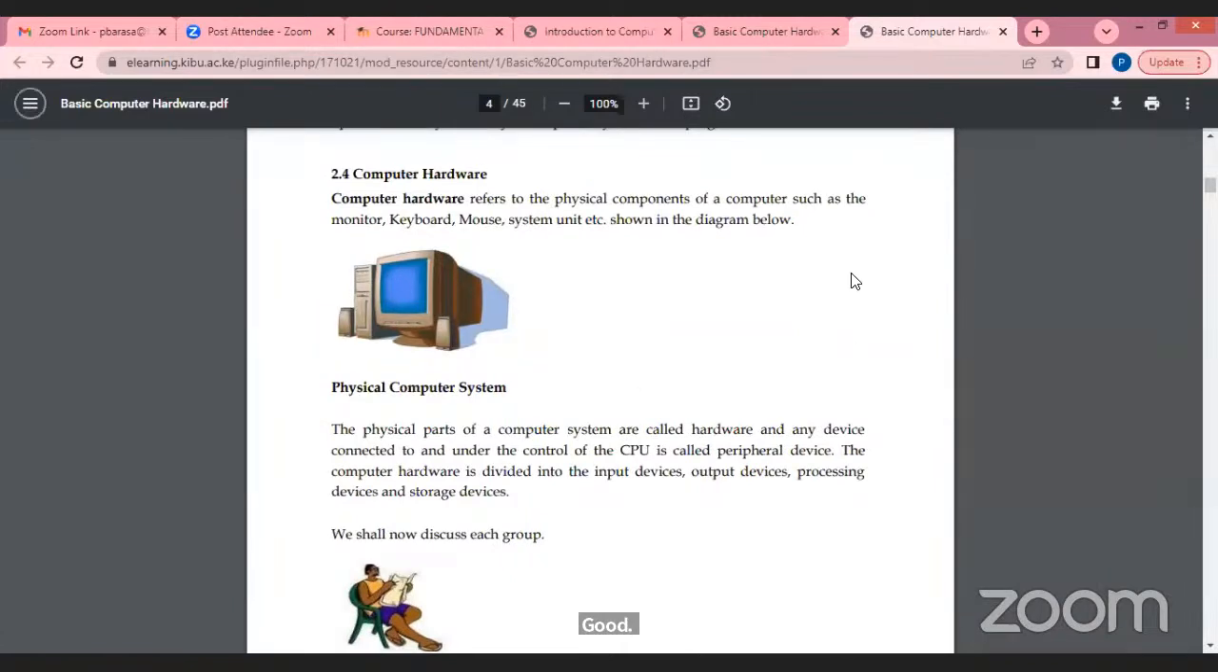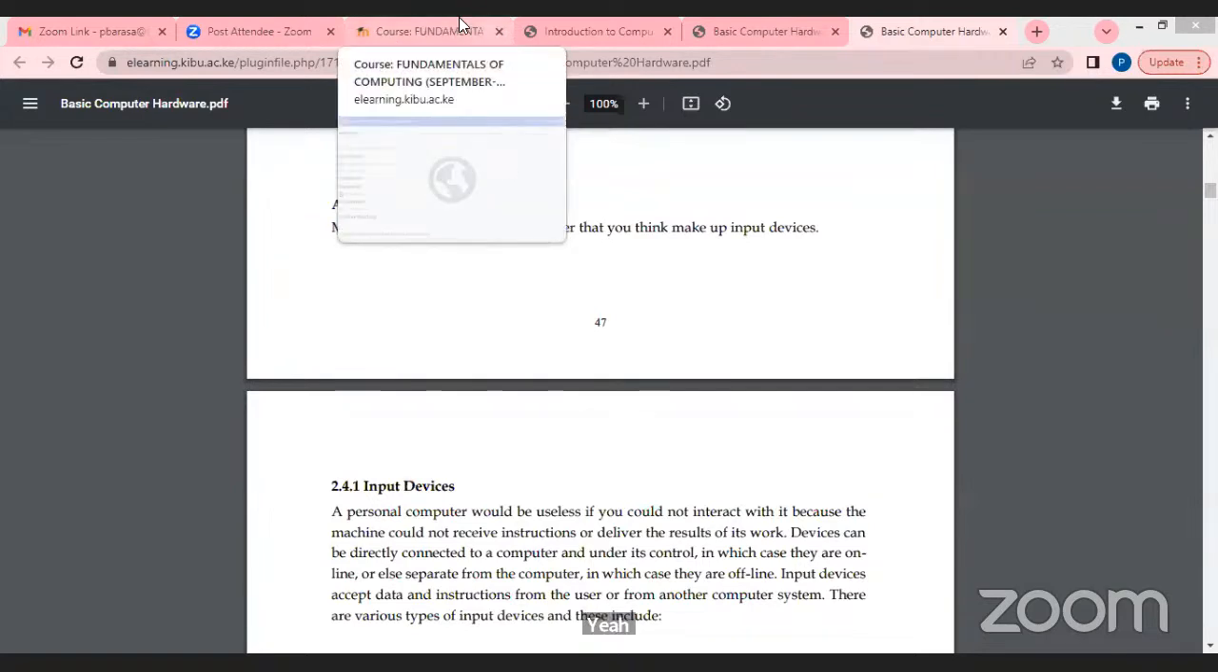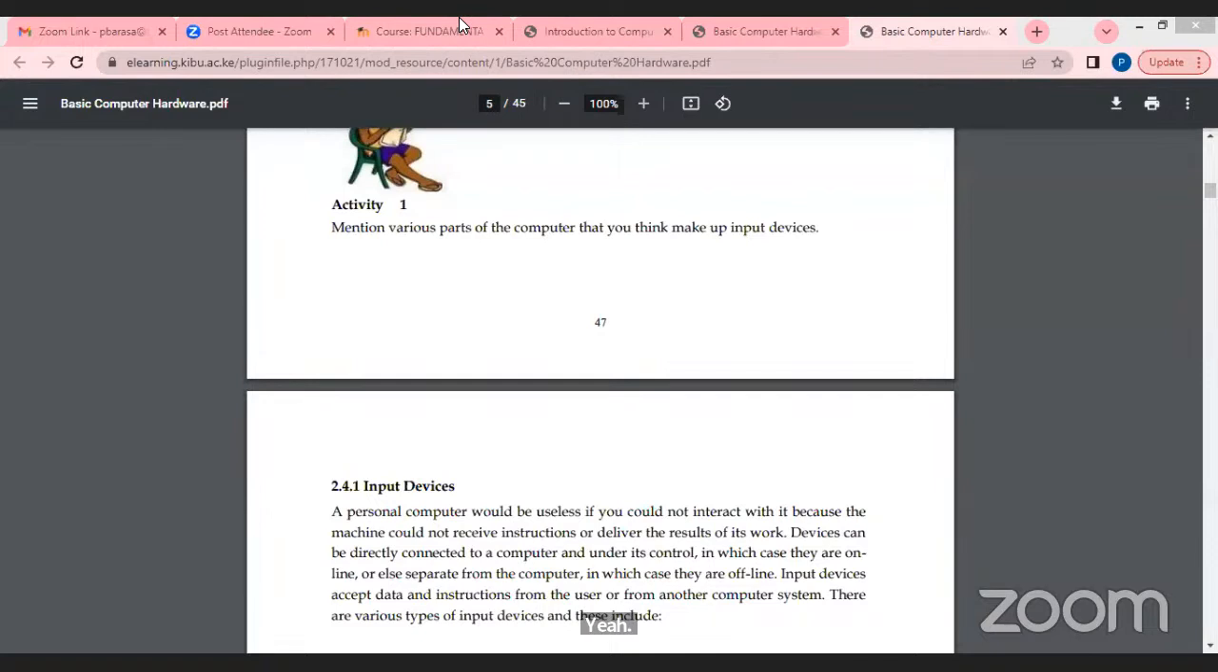Can you mention on your chat box the various parts of the computer that you think make up the input devices? Kindly type in. CPU. Don't tell me, type on your chat box. CPU. Mouse is an input device. Modem. Keyboard is an input device. Central processing unit.